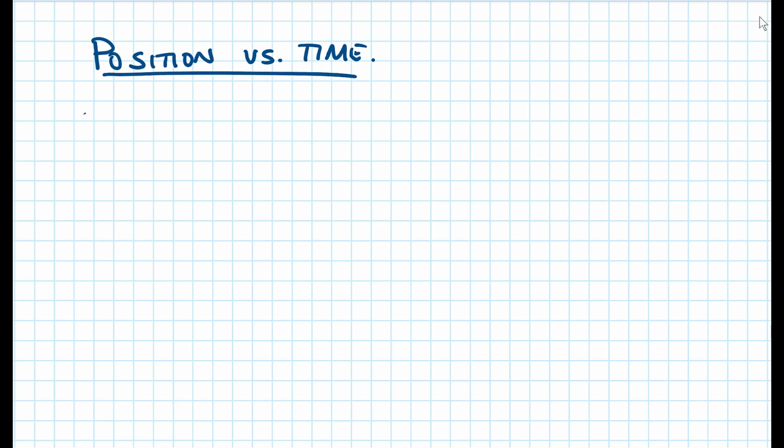Okay, in this video we're going to look really quickly at position versus time graphs and all of the things that go along with that. So, position versus time. The first way that we want to look at this is talking about a number line, and something that I'm going to call a dot diagram.